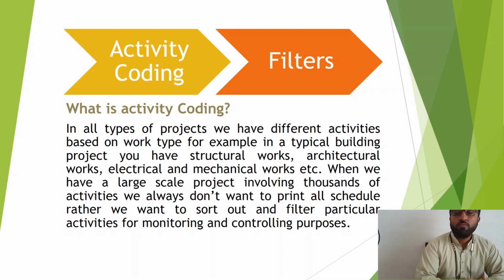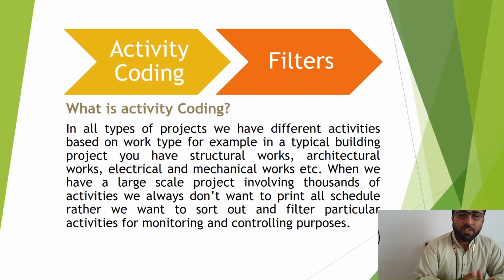For example, your project has 10,000 activities and your project manager says, okay, I want to see the architectural activities for the second floor, or the ceiling activities for the second floor. So what will you do? You will not print all the activities or 200 pages of the schedule. You will use the activity coding for those architectural and ceiling works, and then you can apply the filter for those particular activities.